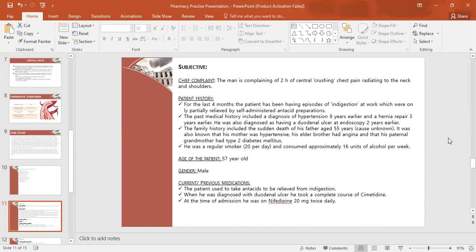The patient was a regular smoker of cigarettes, at least approximately 20 cigarettes per day, and consumed approximately 16 units of alcohol per week. Age of the patient was 57 years old, and the gender was male. Now, the current or previous medications that the patient has been taking: he used to take antacids for his indigestion. He took a course of cimetidine when he was diagnosed with duodenal ulcer, and he was on nifedipine 20 milligrams twice daily when he was admitted to the hospital.